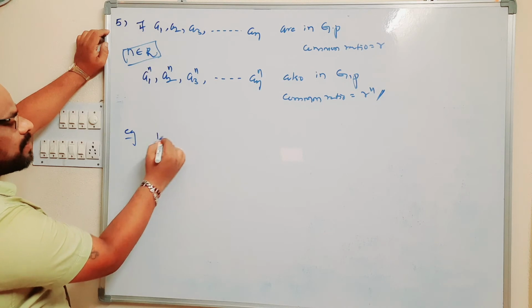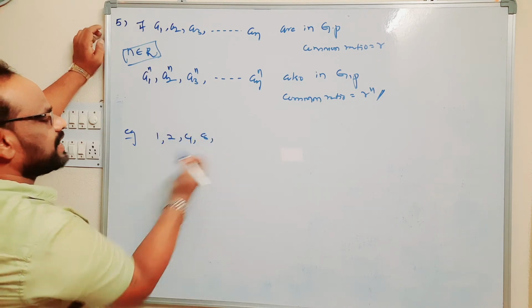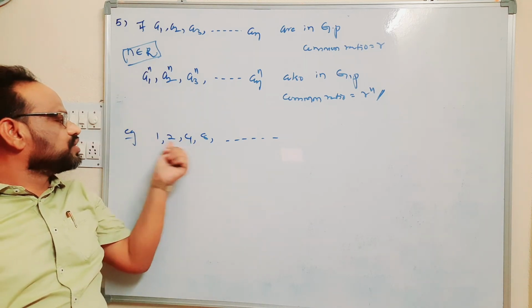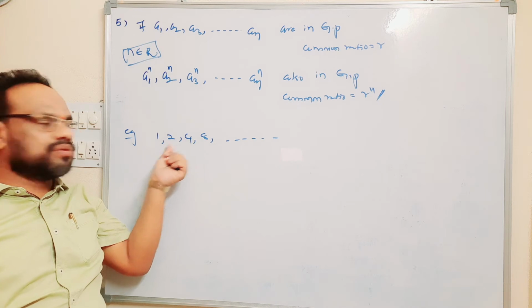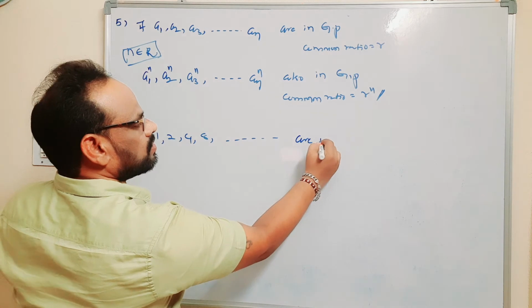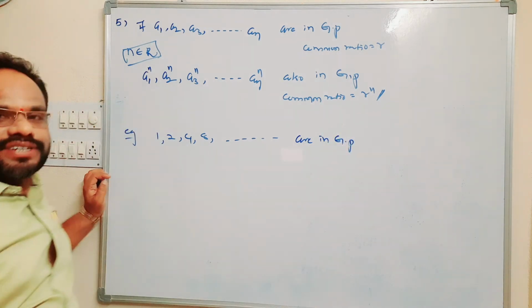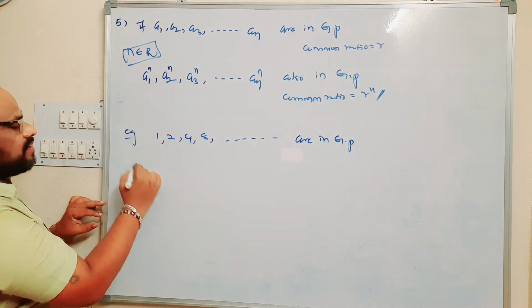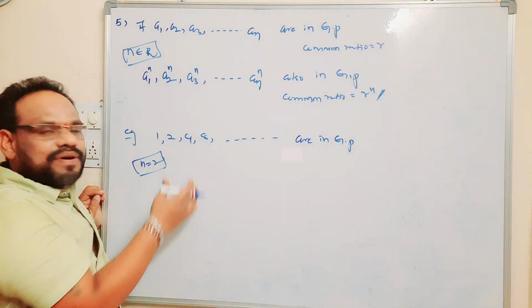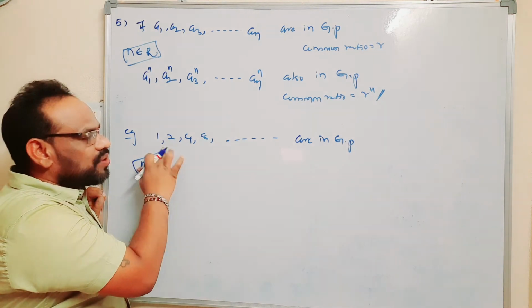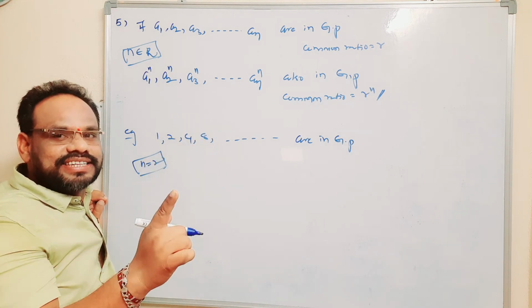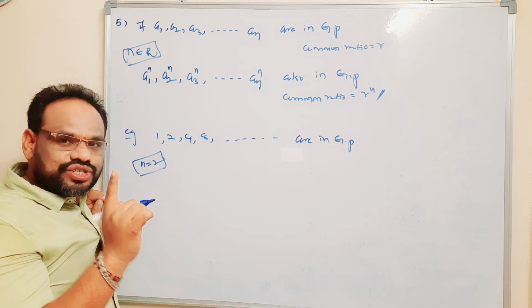Take one example, 1, 2, 4, 8, and so on. Observe the sequence 1, 2, 4, 8. 2 by 1 is nothing but 2. 4 by 2, 2. 8 by 4, 2. So clearly, it is in GP. Alright, geometric progression. If you take n is equal to 2, raise each term to the same power, then the resulting sequence also forms a geometric progression.